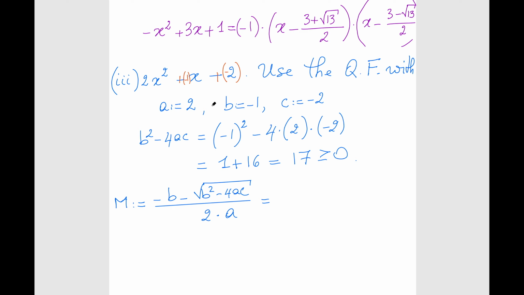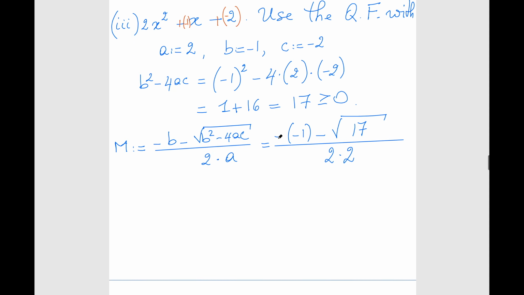So minus b is minus the minus 1, minus the square root of our discriminant b squared minus 4ac, and our discriminant is 17. The whole thing is divided by twice a, and a is 2. So that's going to be 2 times 2. All right. What's negative the negative 1? What's the opposite of the opposite? It is itself, right? The opposite of something is itself. Minus square root of 17 divided by 2 times 2, which is 4.